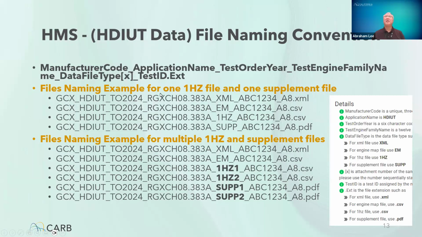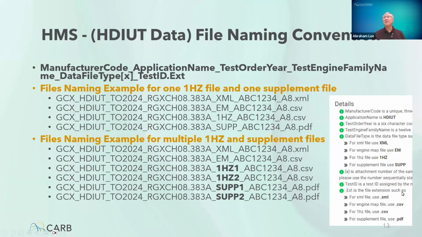The next item is the data file type. As you can see in the detail in the middle, for an XML file, you need to write XML. For the engine map file, you need to say EM. For the 1 Hertz file, you need to use 1HG. And for other supplemental files, use SUPP. Afterward, you can put a test ID, whatever your choice, for example ABC1234 underscore AB, or whatever the manufacturer chooses. And the last one is the extension. You need to be careful about the extension.